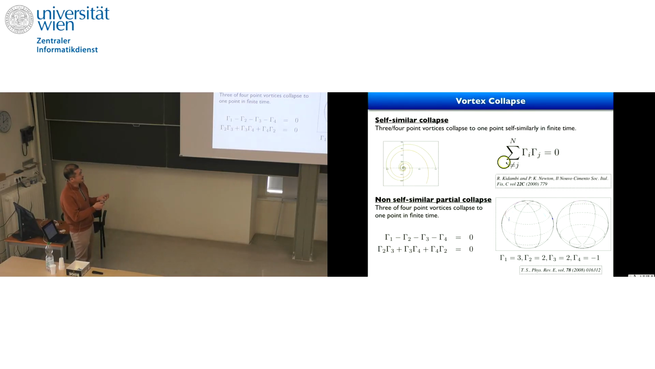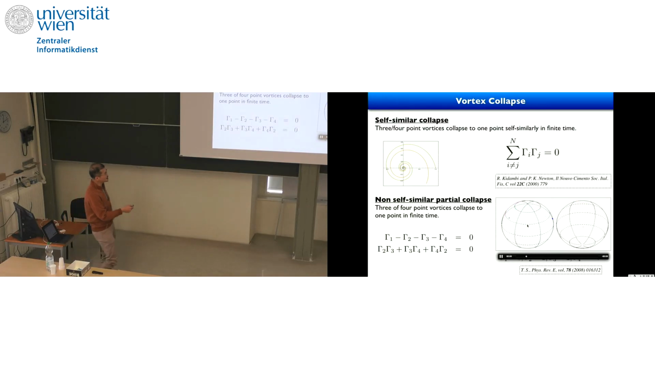And the assumption is that the strengths of the vortex points satisfy this summation condition. This kind of self-similar collapse can be found in the planar case and in the case of a spherical surface, but the second one comes originally from the closed sphere, which is known as non-self-similar partial collapse, in which, as you can see here, three of the four point vortices on the sphere collapse at one point, and the other one goes to the antipodal point.